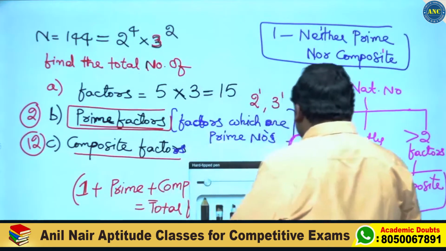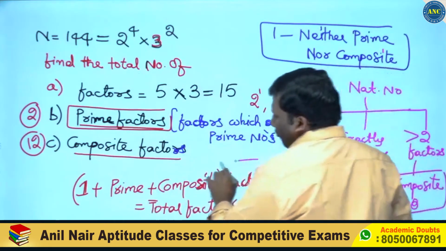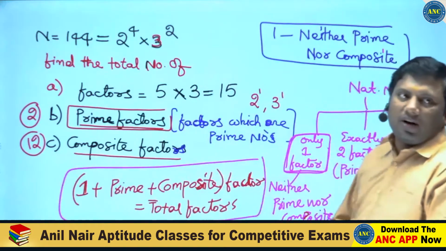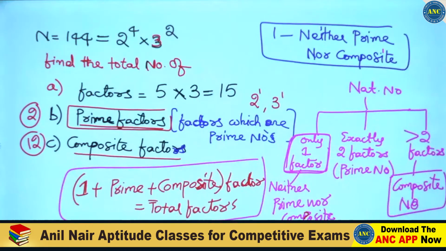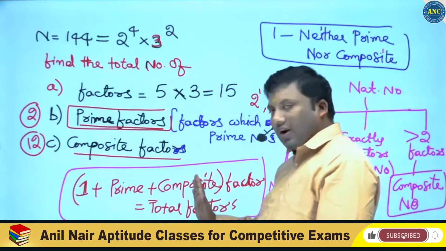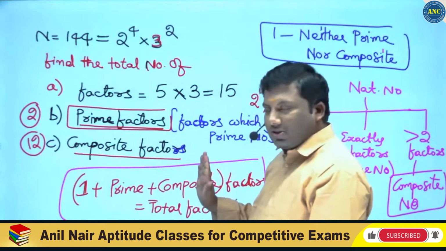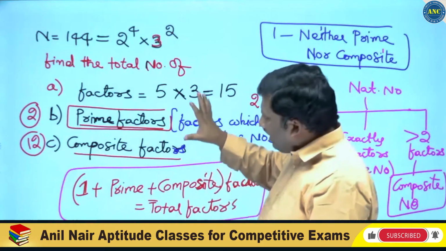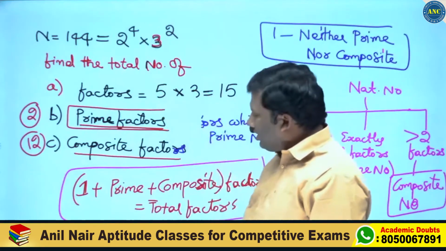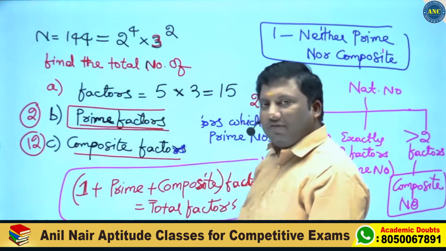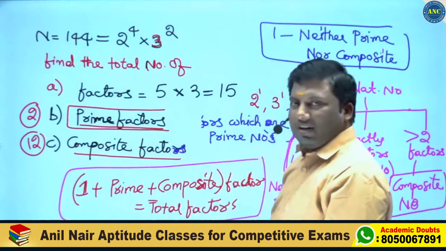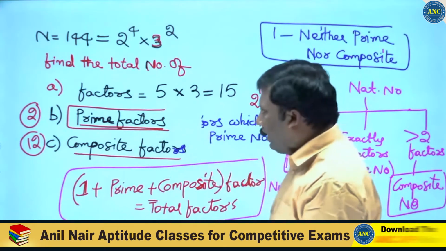1 plus prime factors plus composite factors is equivalent to the total number of factors. I hope the idea is clear. In this one, we discussed how to find out the factors, how to find out the prime factors, and how to find out the composite factors. I hope these 3 ideas are clear.